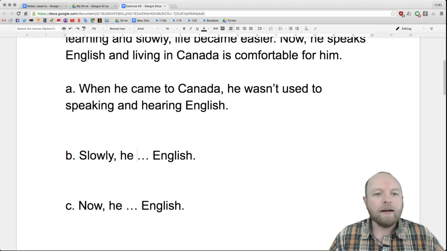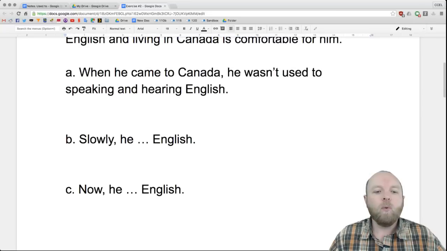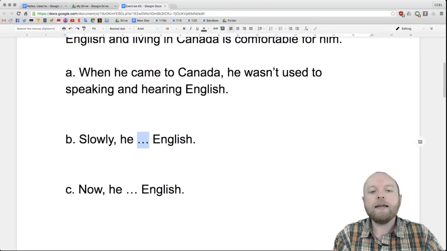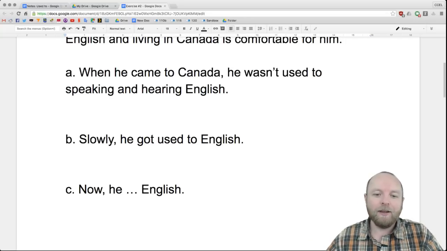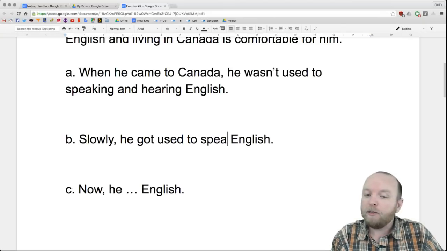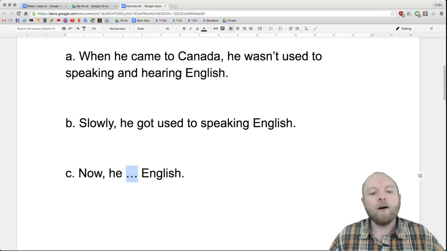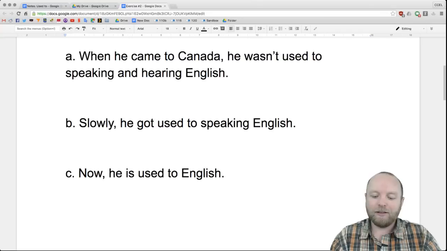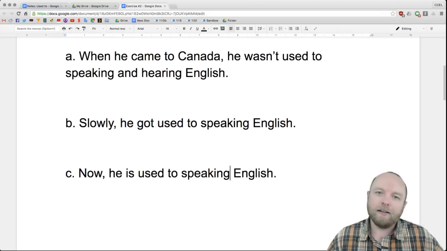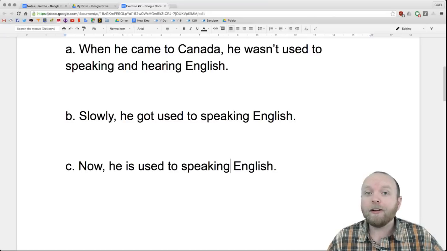Slowly, right? Let's go back. Life became easier. So what happened? Well, slowly he got used to English. He got used to it. It became comfortable for him. Again, if you want to use a verb, remember you need to use a gerund. And finally, now he is used to English. He is used to it. He is used to speaking English. Understand? It's very popular English.